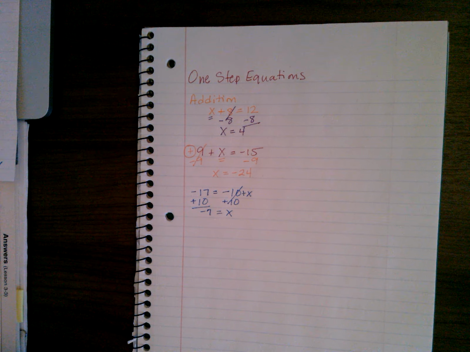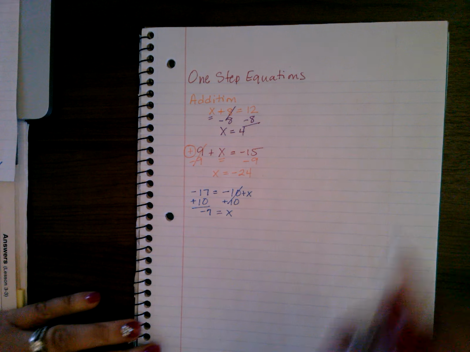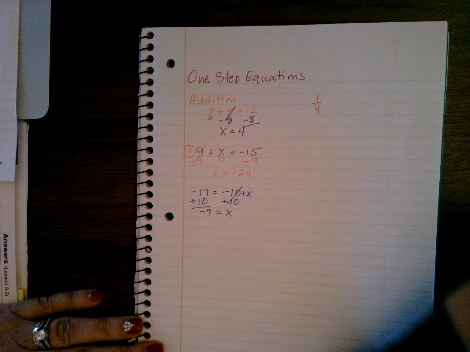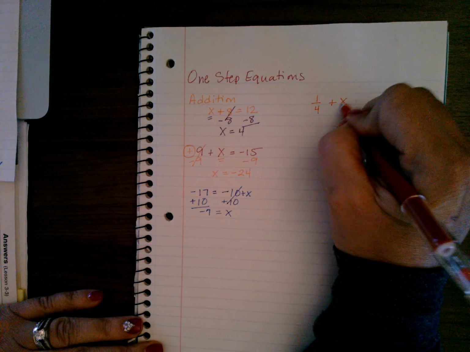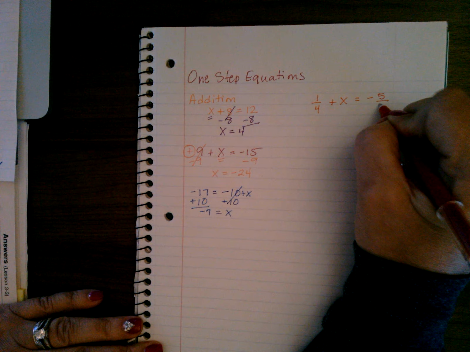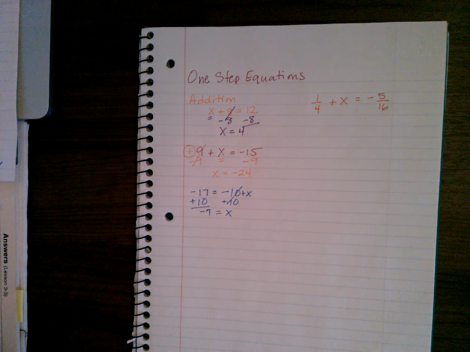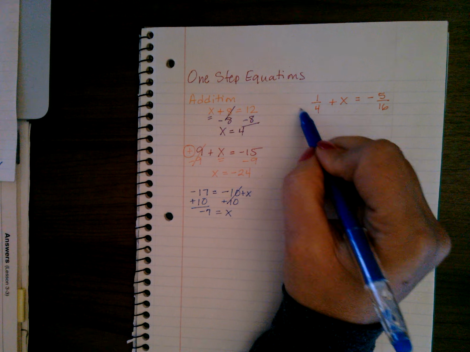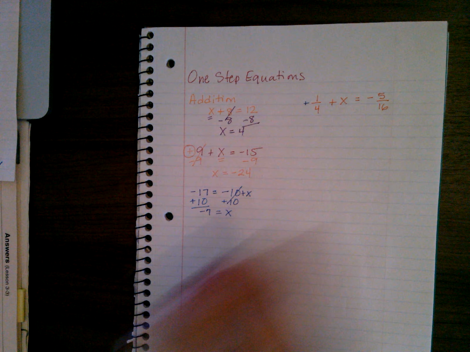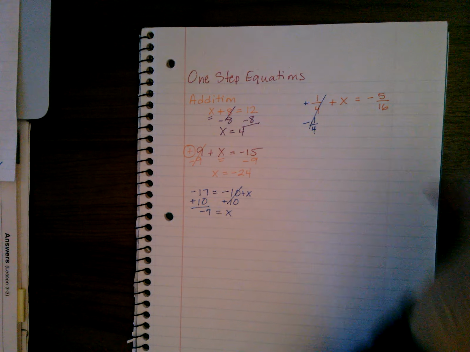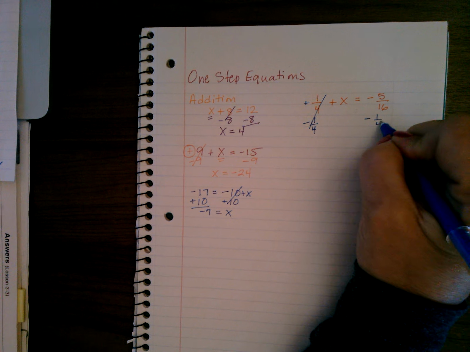We're going to kick it up a notch and include fractions and decimals. 1/4 plus something equals negative 5/16. Again, even though 1/4 is written in the front, with no operation, positive or negative sign there, I know it's a positive. To isolate the variable, I would need to subtract 1/4.